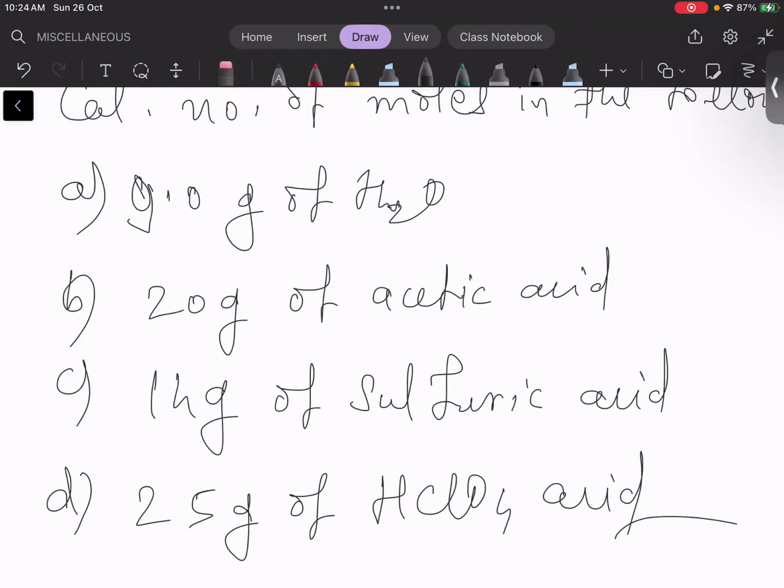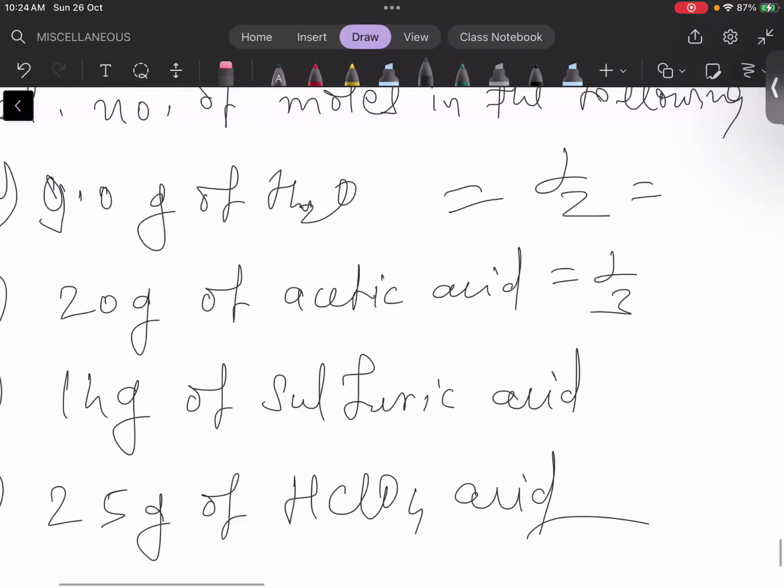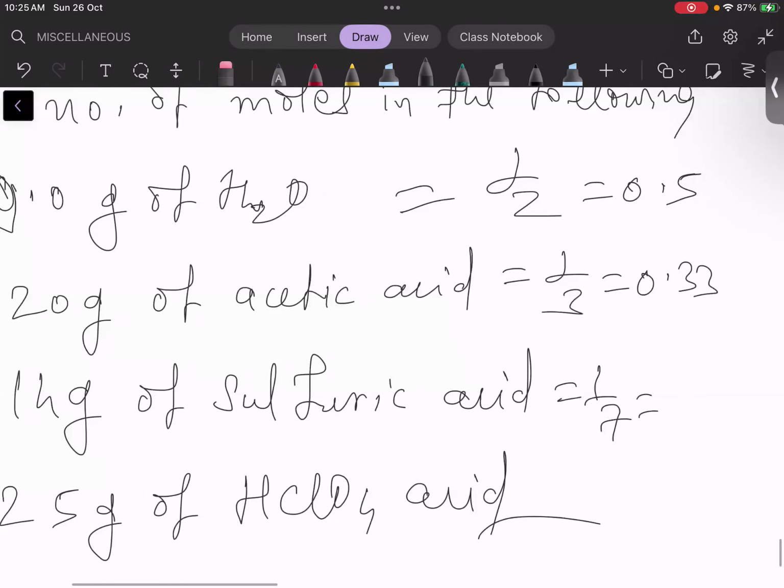Sir, half mole, 1/3 mole. Half mole for water, 1/3 mole for acetic acid. Correct. Half mole is nothing but what? 0.5. 1/3, nothing but what? 0.33. Bolo. 1/7 for sulfuric acid. 1/7 is how much? 0.14. Correct. 0.143.